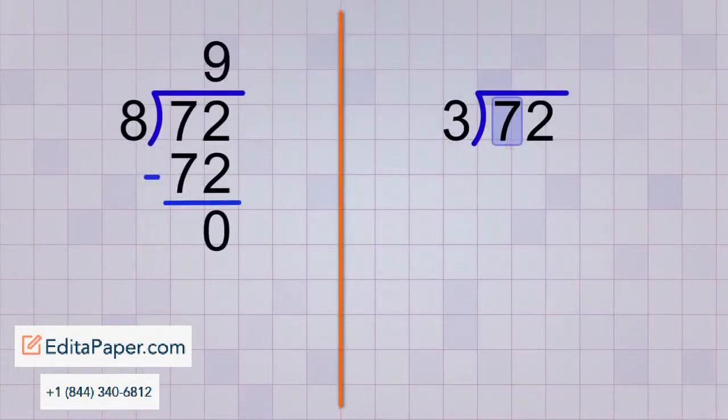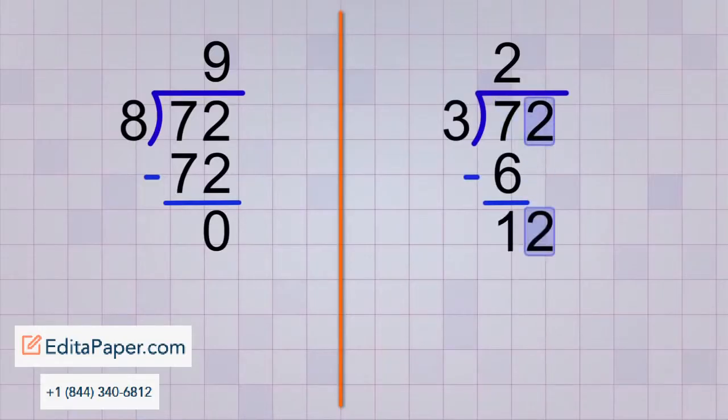That's easy. 2 3s would give us 6, which is very close, so let's put a 2 in the answer line right above the 7. And then we multiply 2 times 3, and that makes 6, and we subtract 6 from 7 to get a remainder of 1. Now for the second step. We bring down a copy of the next digit, the 2, and we combine it with the 1 to get a new remainder of 12.